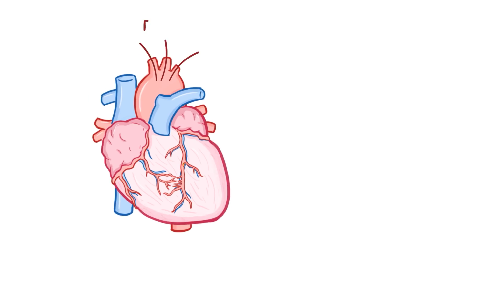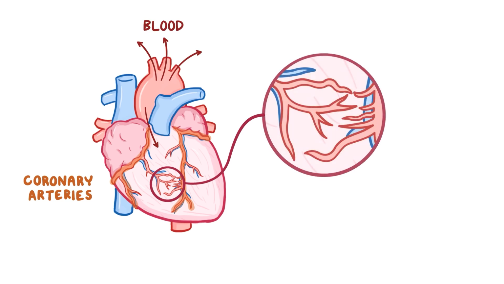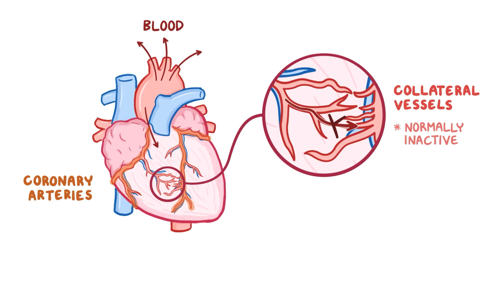Now, the heart pumps out blood for all of our organs and tissues to use, but the heart also needs blood. So it also pumps blood to itself through the coronary arteries on the outside of the heart. And coronary arteries are linked to one another through teeny tiny blood vessels called collateral vessels, which are normally in an inactive state, meaning blood doesn't flow through them.